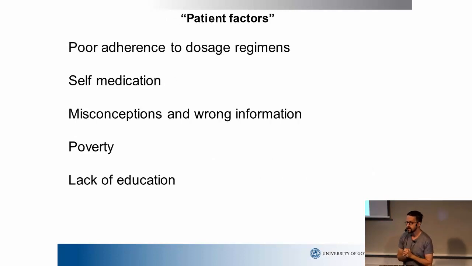Patient factors. So adherence to dosage regimes, that they take the medication that their kid should have and use it themselves, or as I heard during the break, they take the dogs' antibiotics. They have wrong information. They think that what they're doing is right, but it's actually not. People are poor, so they use antibiotics in the wrong way, and simply lack of education. Okay.